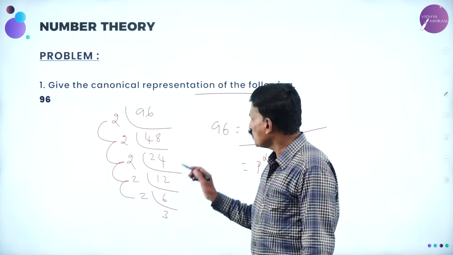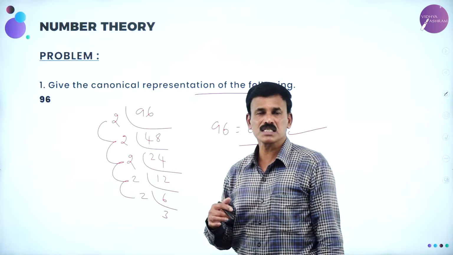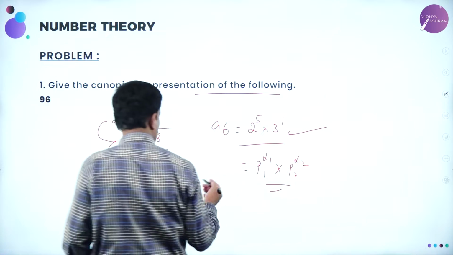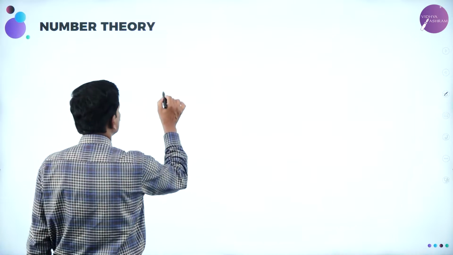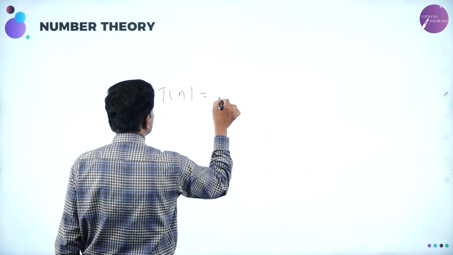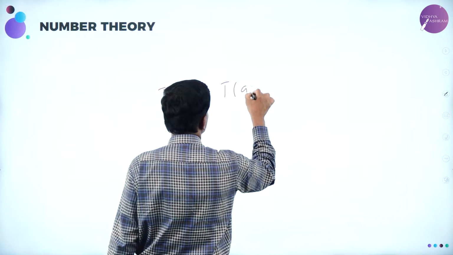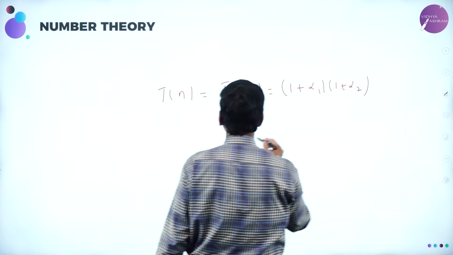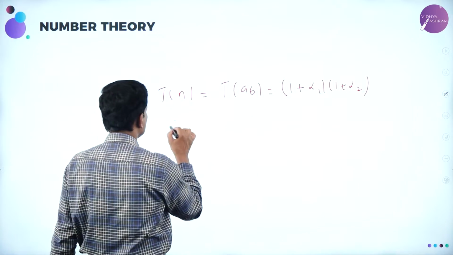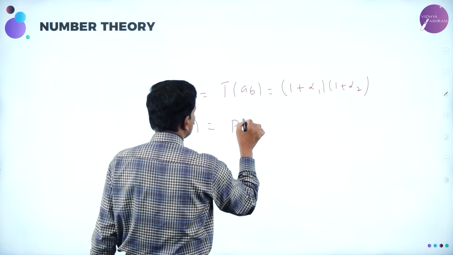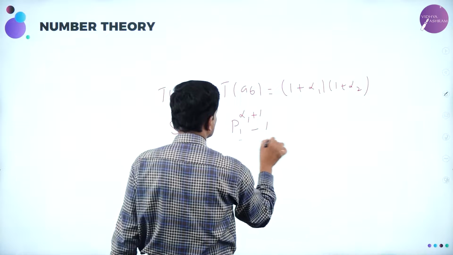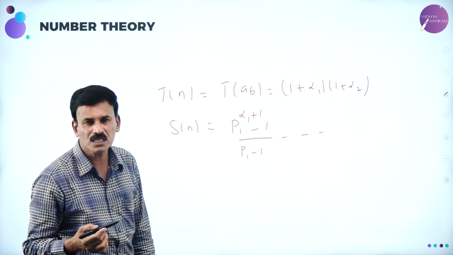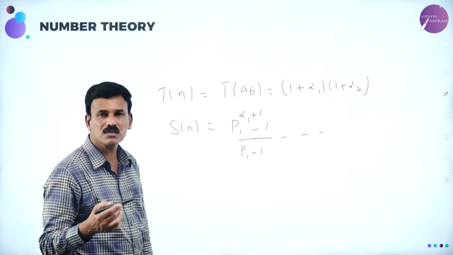That's it. Suppose you want to find, in the last class we discussed finding the number of positive divisors and the sum of positive divisors. The number of positive divisors, T of 96, is nothing but 1 plus alpha 1 into 1 plus alpha 2. And the sum of positive divisors is given by S of n is equal to P1 to the power of alpha 1 plus 1 minus 1 divided by P1 minus 1, etcetera. So using this concept we can find the number of positive divisors and the sum of positive divisors.